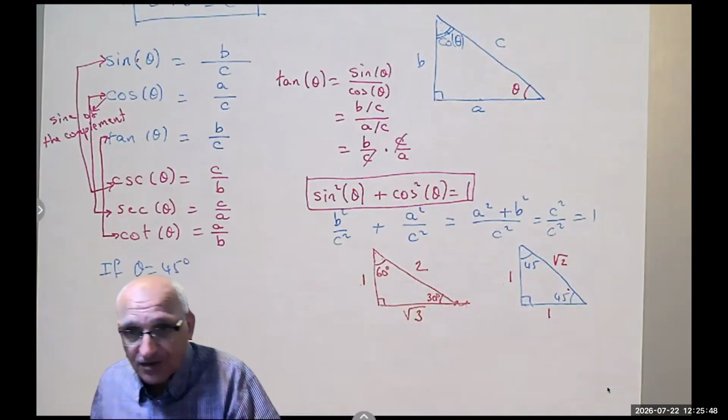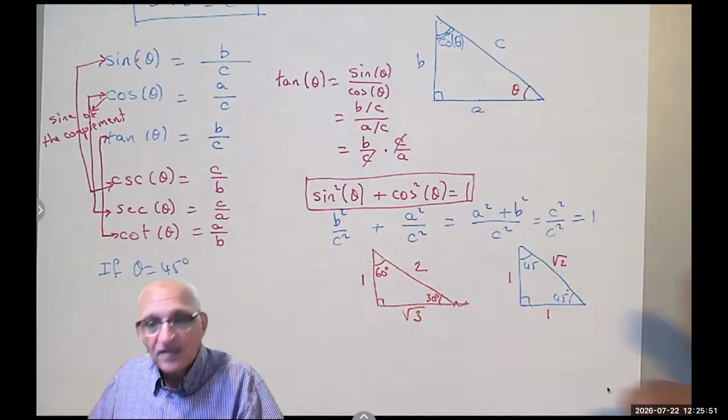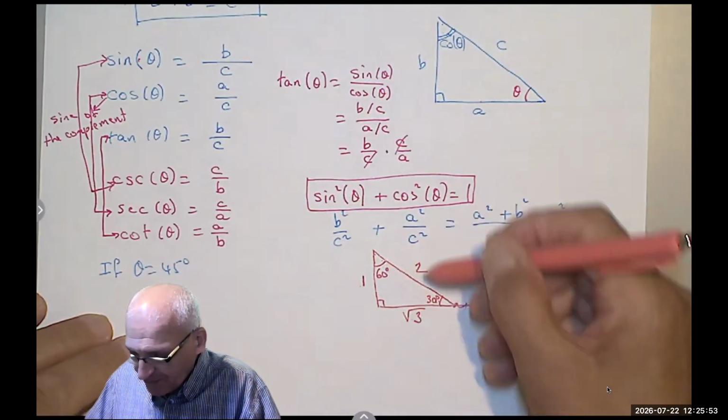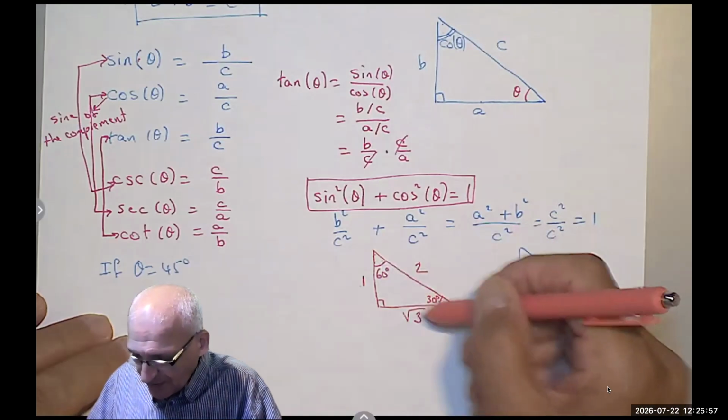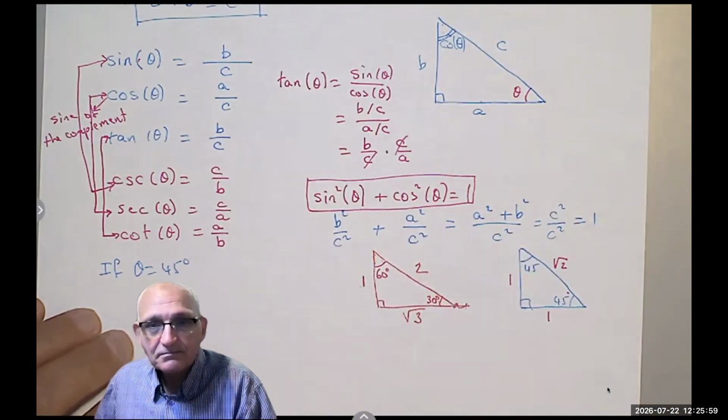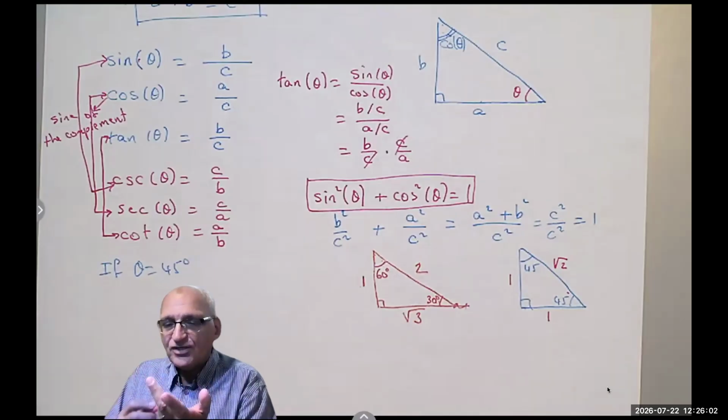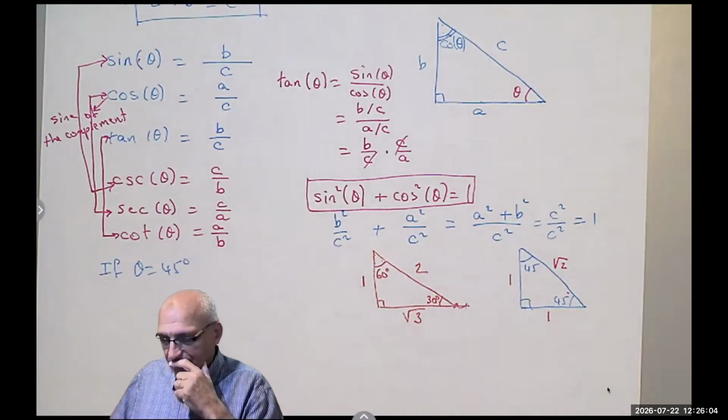So now I know the 30. The 60 is the exact opposite. The sine is root 3 over 2. The cosine is 1 over 2. And the tan is root 3 over 1. So now I know 30, I know 45, I know 60.